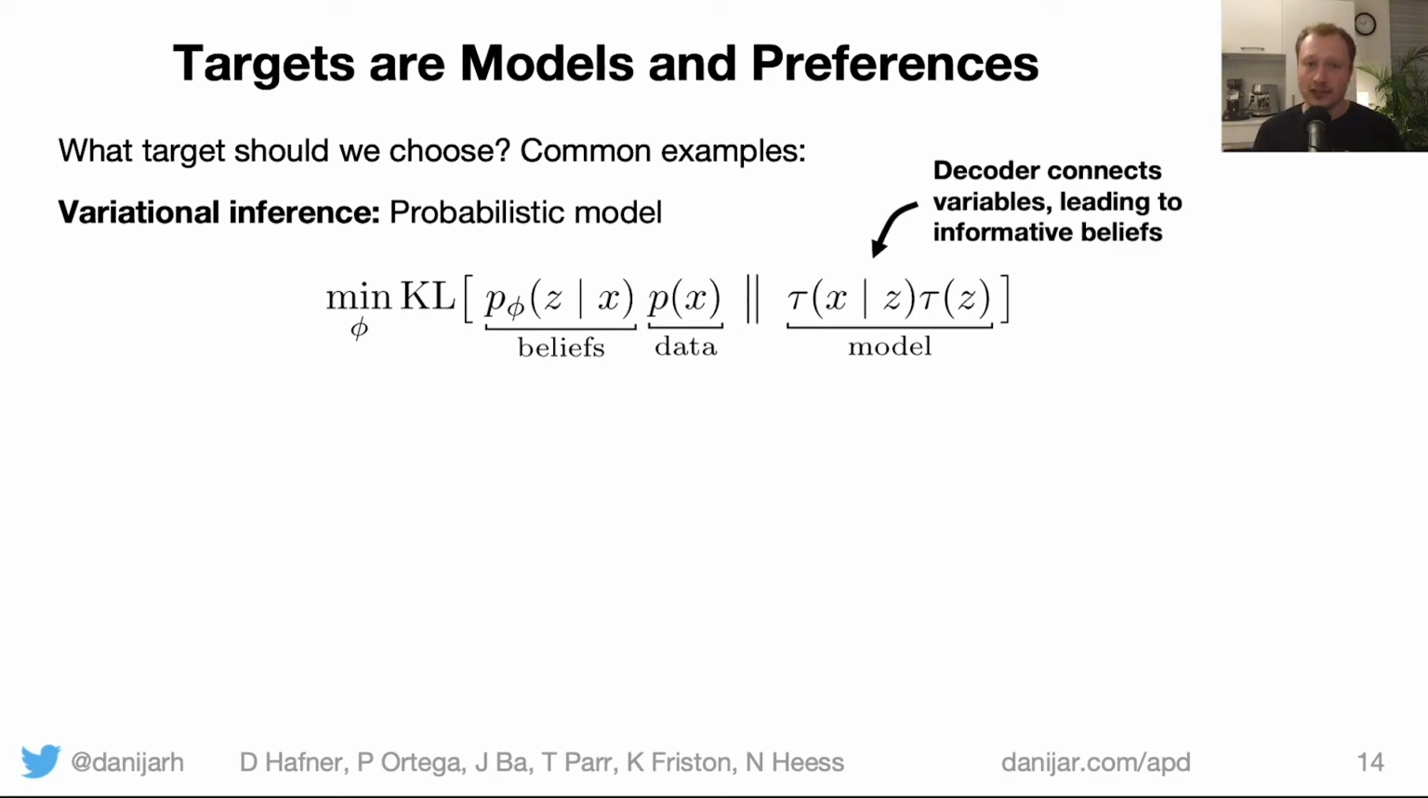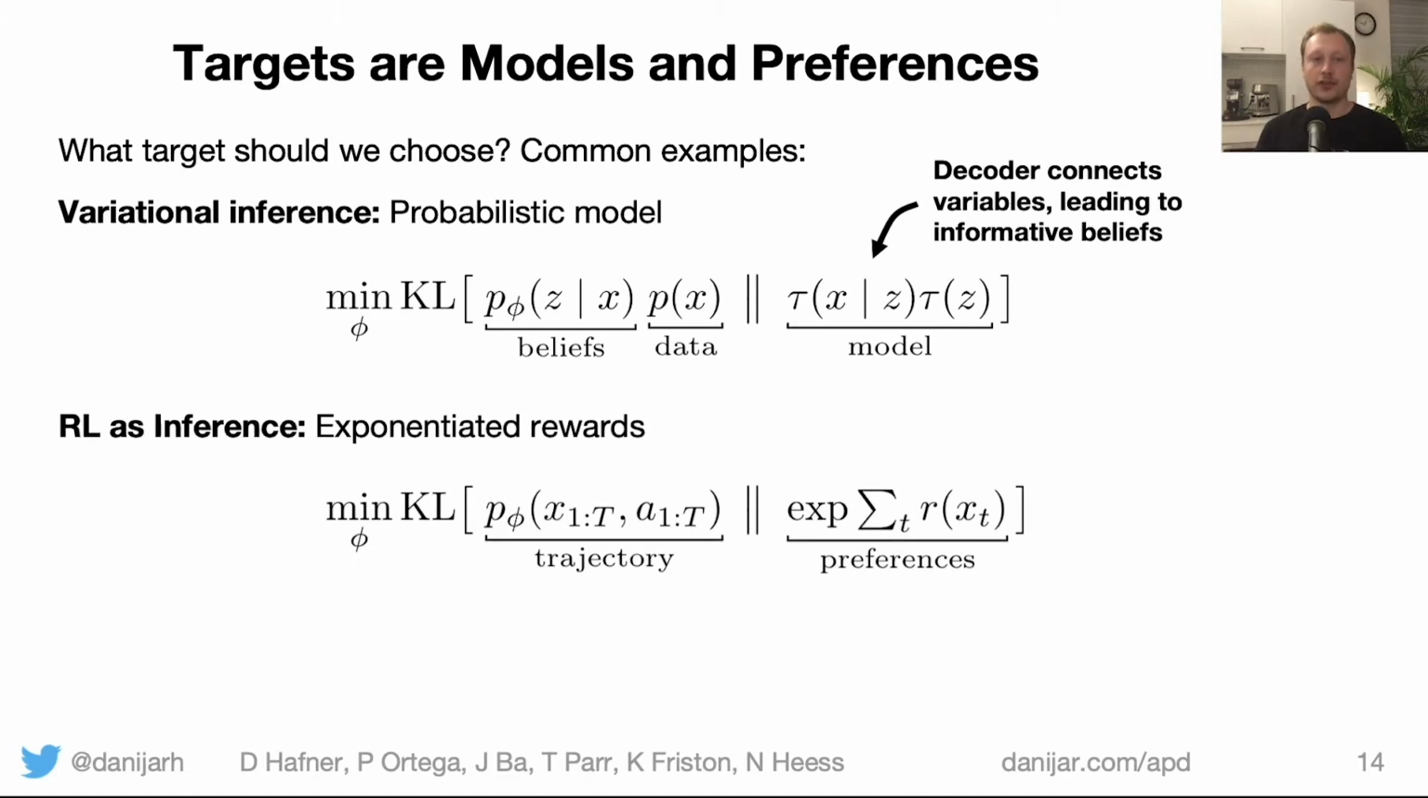The decoder leads to a reconstruction term in the objective. And we can see that the decoder connects the inputs and the internal variable z. As a result, they are dependent in the target distribution, and by minimizing the divergence, the two variables also become dependent in the belief distribution. This means we will infer beliefs that are informative of their inputs.